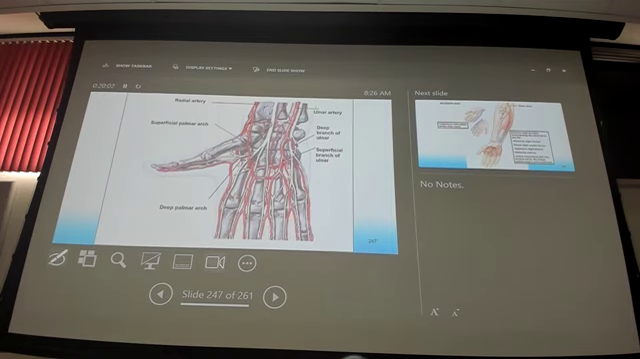Here's your radius. And they're not depicted in gray here, but what happens, I'm going to draw my own arterial path through. And let's say the blood supply comes into the hand. Well, then the way the scaphoid gets its blood supply is it basically comes back to here.